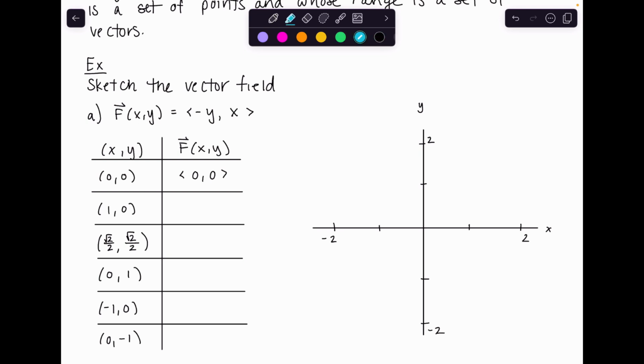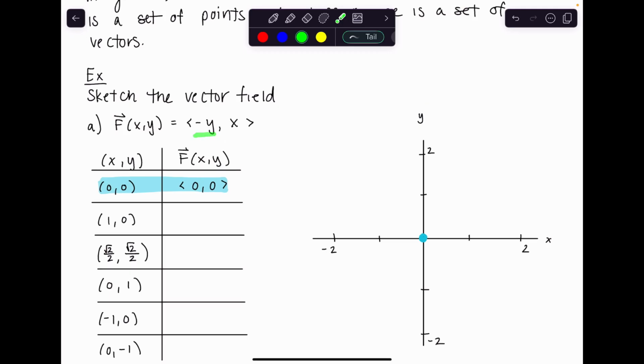So starting with my point at 0, 0, I want to draw the vector, which is the 0 vector on that. So really at the origin, I just have a single point. Now when I plug in 1, 0, my Y coordinate is 0 and my X is 1. So this results in the vector 0, 1.